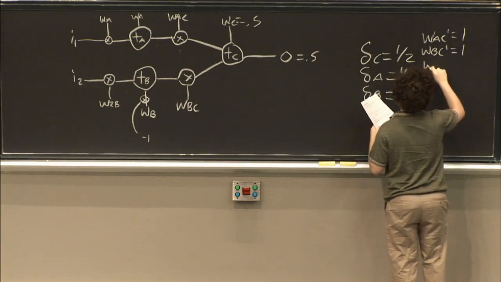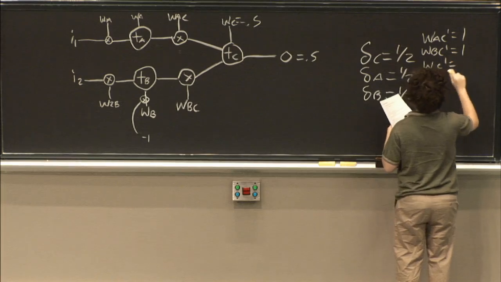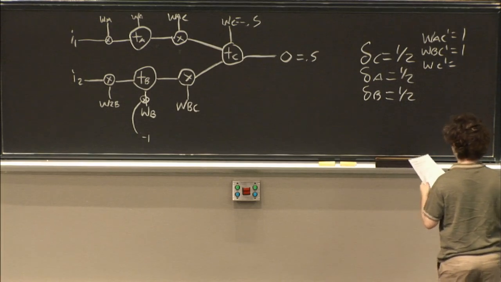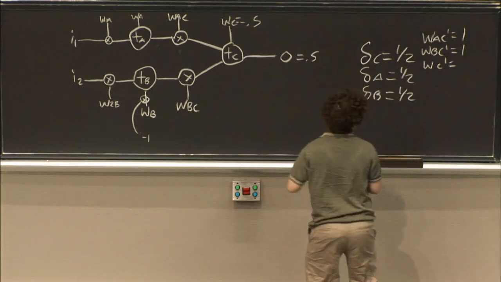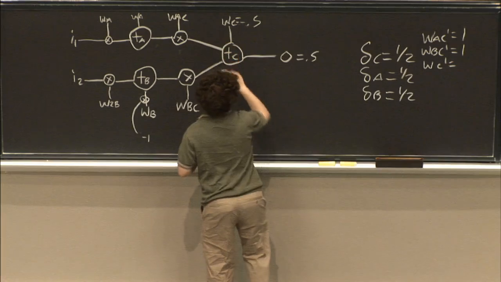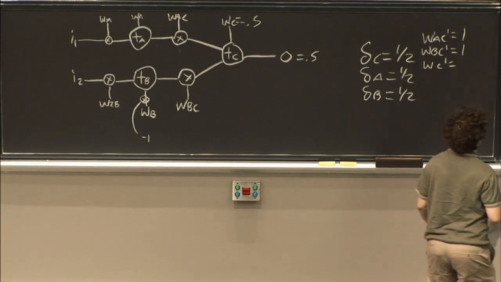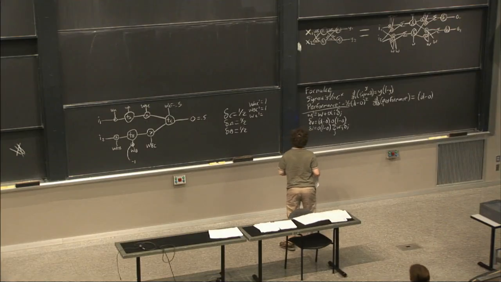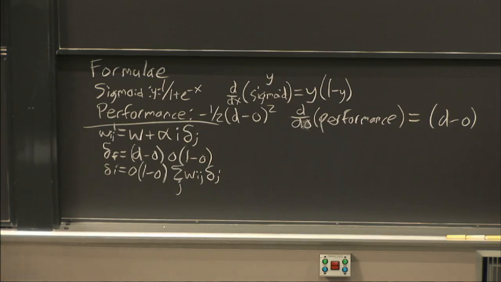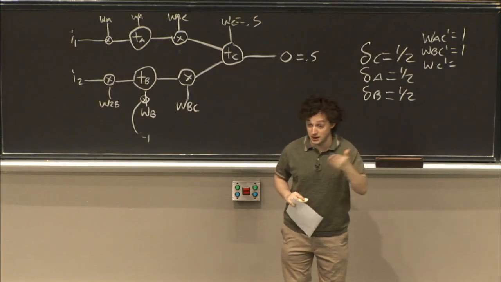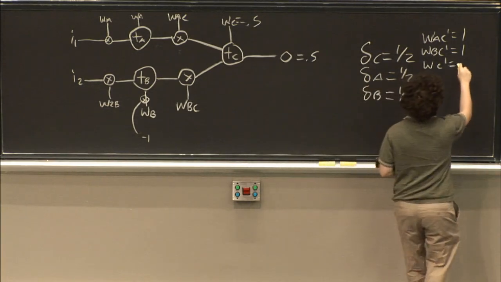What about WC? That was the one that was actually not 1. Okay. So new WC, remember, the I for WC, the I that we use in this equation, is always -1 because it's a threshold. So we have the old WC, which is -0.5, plus 1 times -1 times delta C, which is 1/2. So we have -0.5 plus -0.5 equals -1.